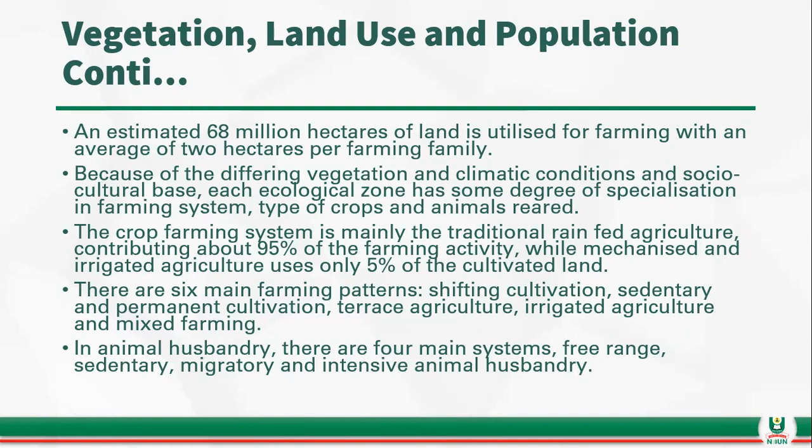So there are 6 main farming patterns in Nigeria, including the shifting cultivation, although some of these things no longer even exist now. When we talk about the shifting cultivation, whereby you farm for some time, you now leave the area, you relocate to another region, and you farm.